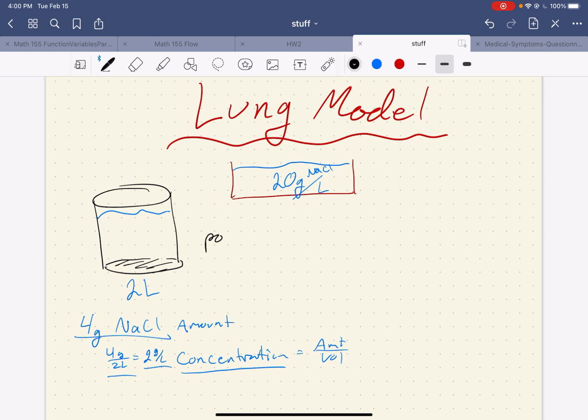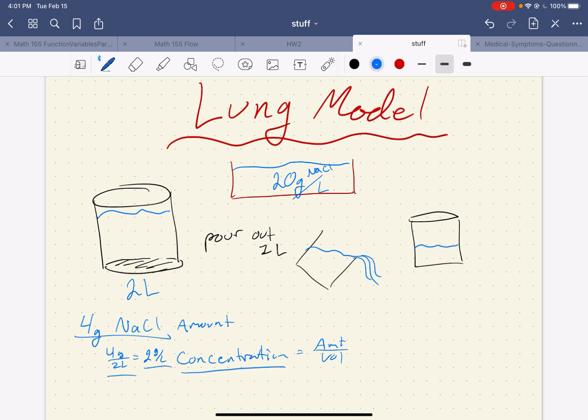All right, here's what I'm going to do. I'm going to pour out 1 liter from my beaker. All right, so let's see. We got something like this, and then it's pouring out. All right, and so now here's my new beaker, and it's not nearly as full. It's down here. Okay, so there's 1 liter. So that was my first step.